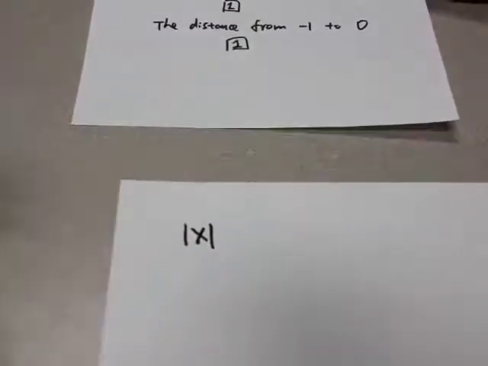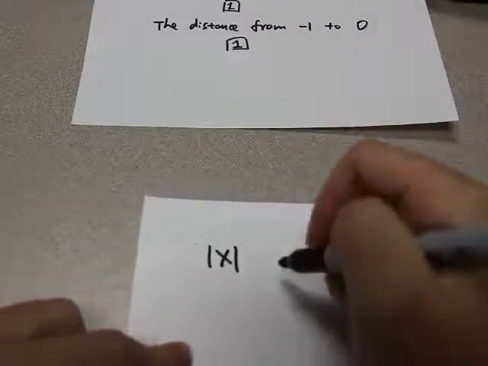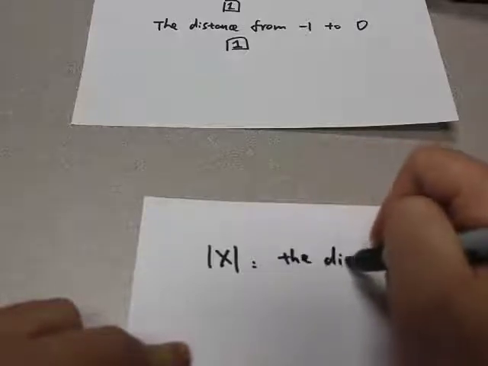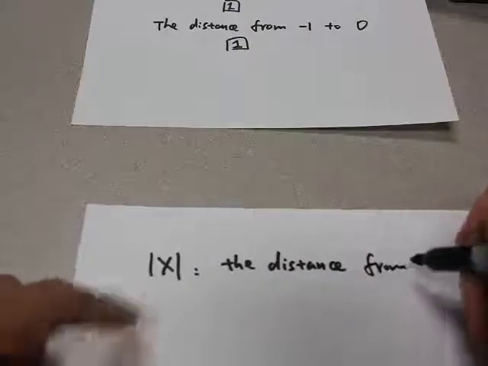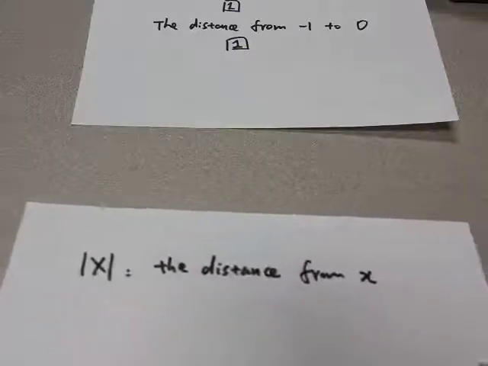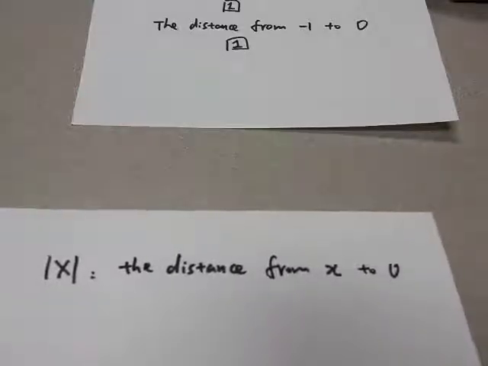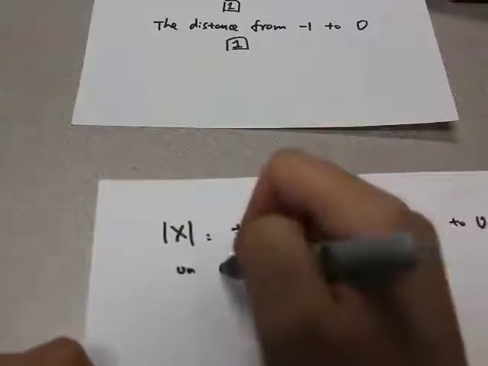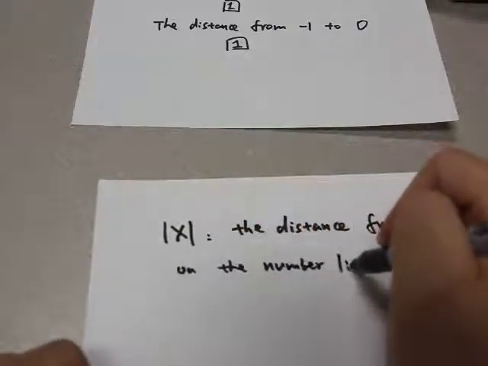So another way to think about the absolute value of x is that the absolute value of x gives us the distance from this number x to 0 on the number line.